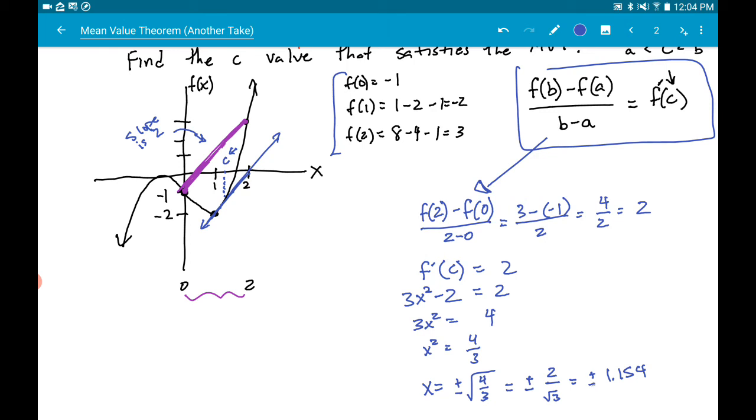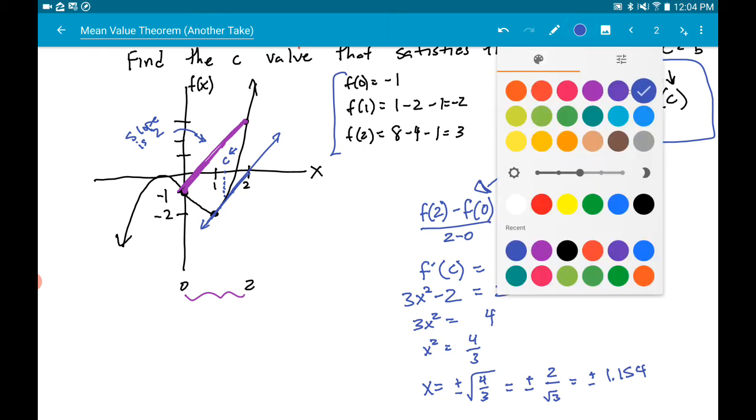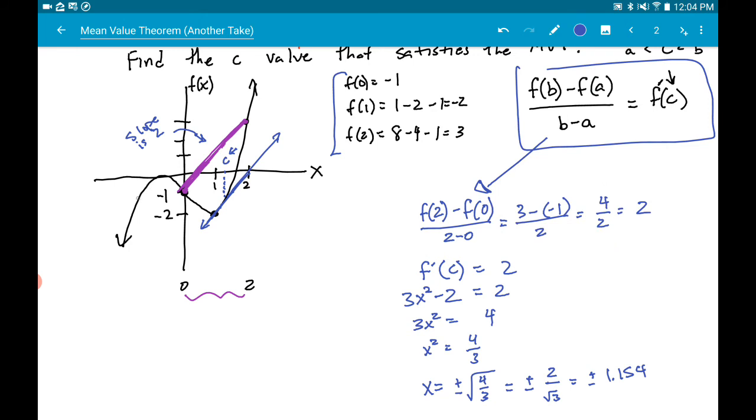So we get 2 answers, and that's because if you look at the graph, there's another spot where there'd be a parallel line. It'd be over here somewhere. But we only care about the one that's on the interval 0 to 2. And that C value is, it looks like 1.154. I wrote it wrong. C is equal to 1.154.